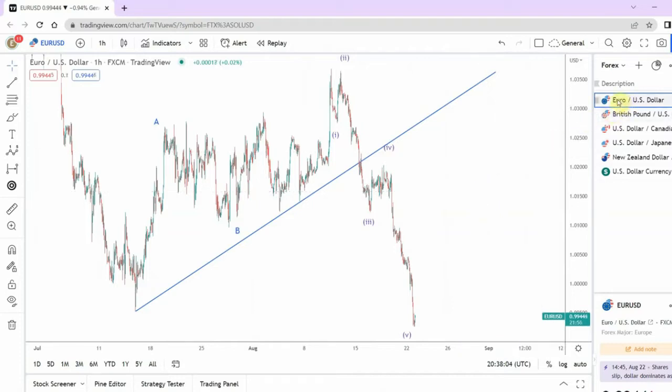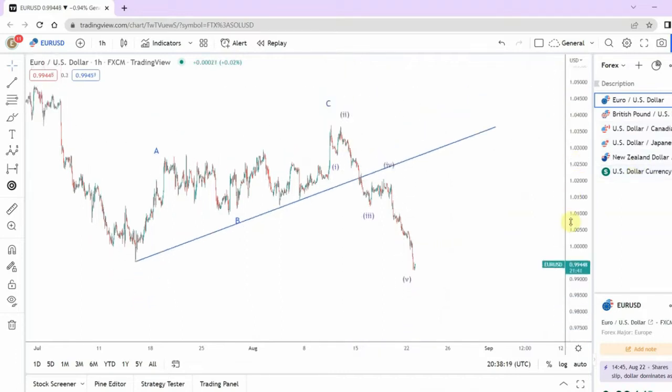In today's video, we are going to update our analysis of the Forex market. Today's analysis would include the Euro, British Pound, Canadian Dollar, Japanese Yen, New Zealand Dollar, and the US Dollar itself against the basket of currencies. So let's start. First of all, we have seen an impressive bearish price movement. So the point here is what is expected after this.